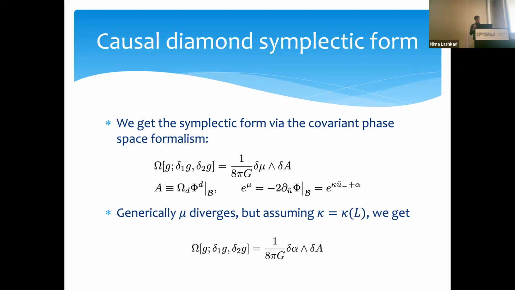I will use the symplectic pair between A and mu and A and alpha interchangeably, because mu is easier to understand in analogy to quantum mechanics. But at the end of the day, for practical calculations, we only care about alpha. You can think of this alpha as the finite part of mu that ends up being the symplectic partner to A.